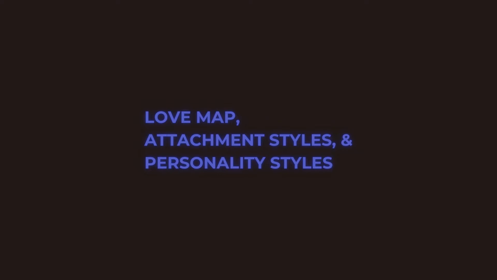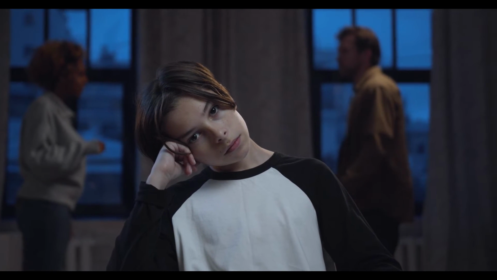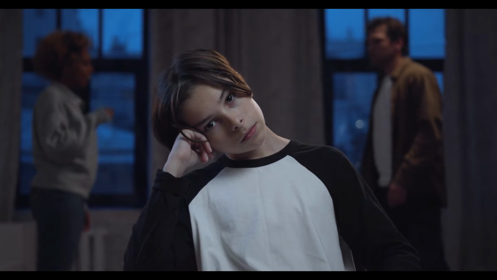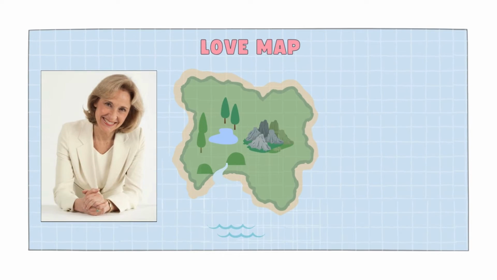Love map, attachment styles and personality styles. Our romantic desires and the partners we choose aren't random. They are deeply influenced by our life experiences, personality, and even our childhood. This is what Helen Fisher refers to as the love map, a mental blueprint of what we find attractive and fulfilling in a partner. Fisher's concept of the love map suggests that our experiences, particularly in childhood, shape what we look for in romantic relationships.